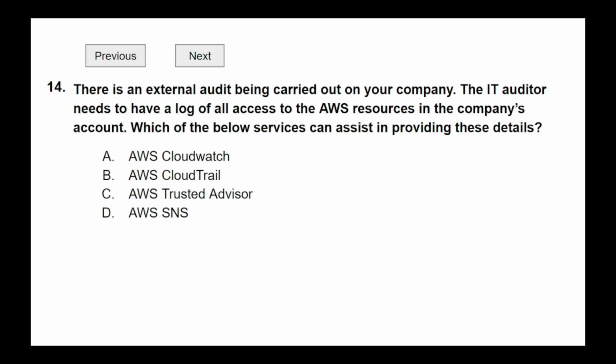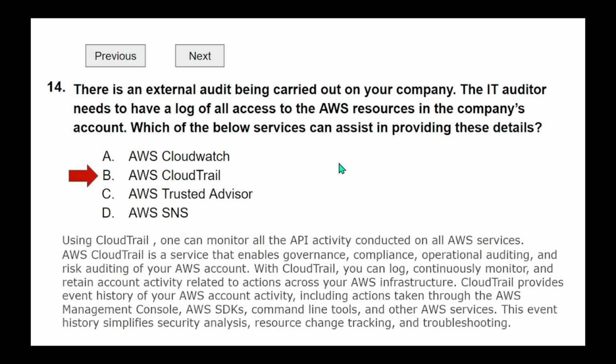If you hear of logs that need to be accessed, or maybe an audit that needs to be carried out, then AWS CloudTrail will be our answer. CloudTrail can monitor all API activity conducted on AWS services. AWS CloudTrail is a service that enables governance, compliance, operational auditing, and risk auditing of your AWS account. With CloudTrail, you can log, continuously monitor, and retain account activity related to actions across your AWS infrastructure.